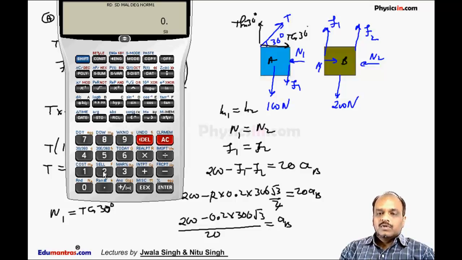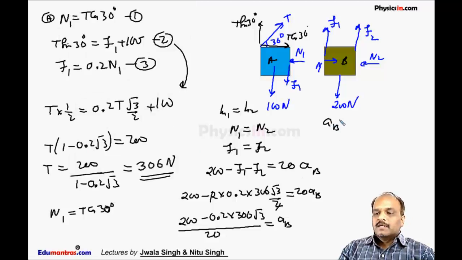So from here we can say it is 200 minus 0.2 into 306 into root 3, divided by 20, that is equal to 4.7. So the acceleration of B is approximately 4.7 meter per second square. This is the acceleration of B.